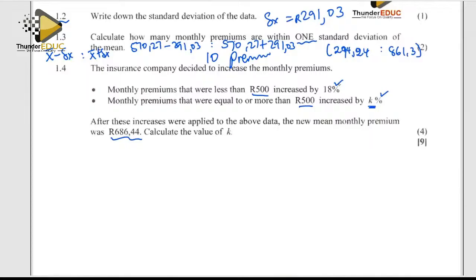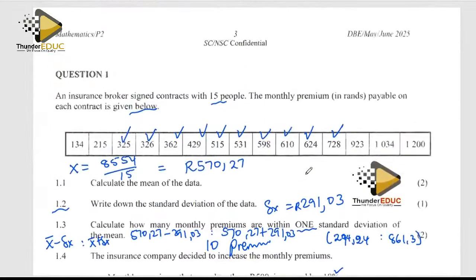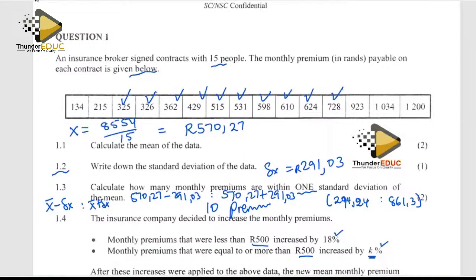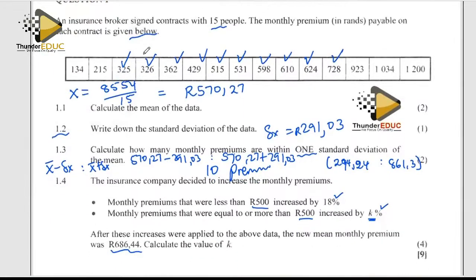All right, so what we're going to do there. I know very many people might have different opinions on how to work this out, but I'm just going to use my format for as long as we get to the correct answer. So I need to add up all the amounts that are less than 500. So 134, 215, all these ones. How many are they? 1, 2, 3, 4, 5, and 6.